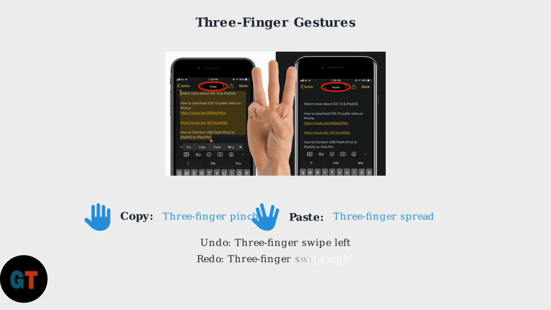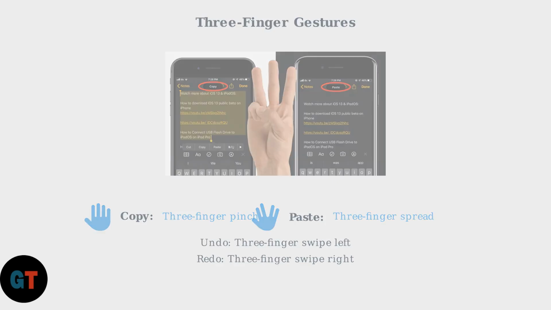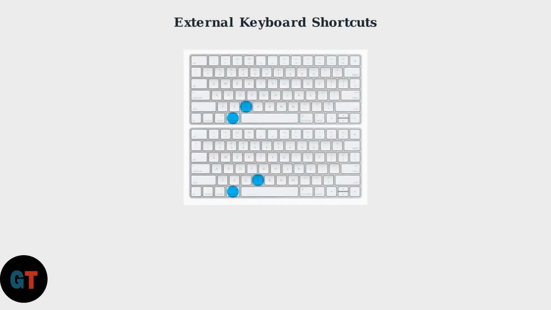You can also swipe left with three fingers to undo your last action, or swipe right to redo. These gestures work system-wide across all apps. When using an external keyboard with your iPad, traditional keyboard shortcuts provide another efficient way to copy and paste content. Command+C copies selected content, Command+V pastes it, and Command+X cuts the content, removing it from the original location.